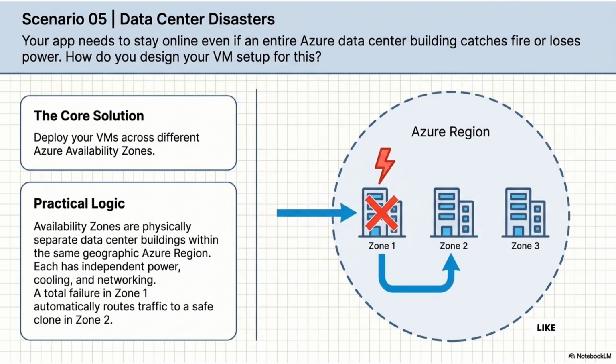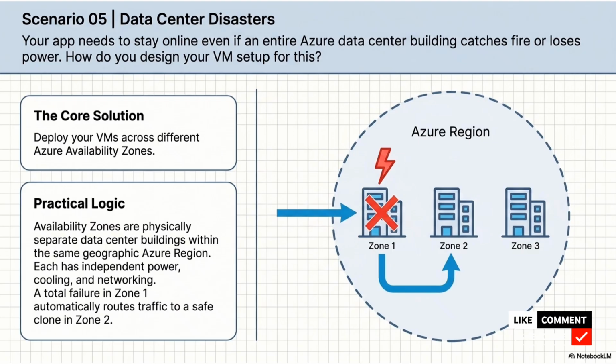You need to deploy your virtual machines across different Azure availability zones within the same region. Availability zones are physically separate data centers inside the same geographical area, each equipped with its own independent power, cooling, and networking infrastructure. By placing one virtual machine in Zone 1 and a clone of it in Zone 2, you ensure high availability.